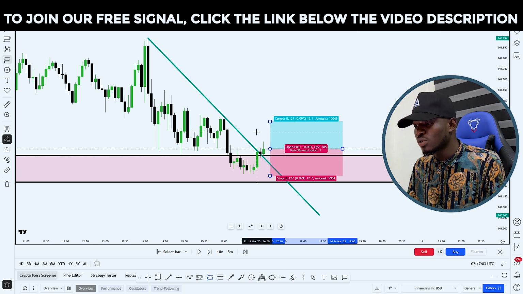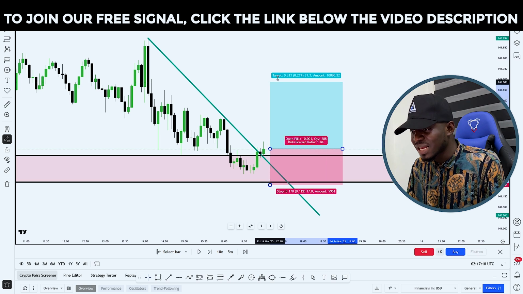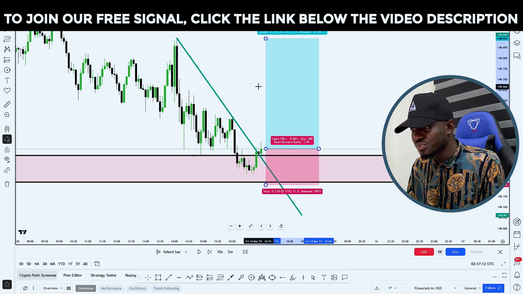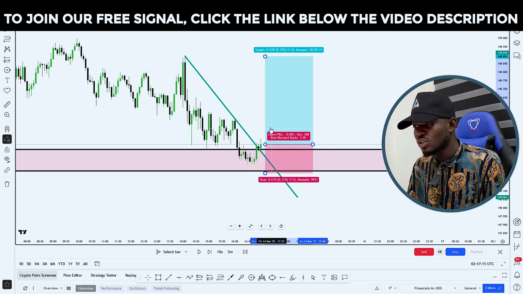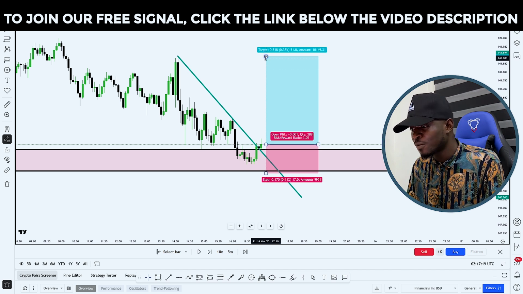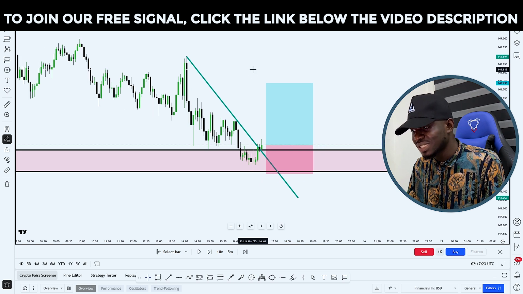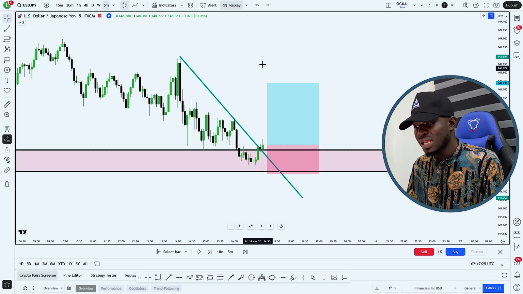Then you make use of your long position tool, place your stop loss below this zone here. Then you target twice of the risk or thrice of the risk, depend on your risk appetite and what you are looking for in the market. But I love to target ratio 1 to 2 because this is a day trading strategy and I don't want to waste much time in the market.